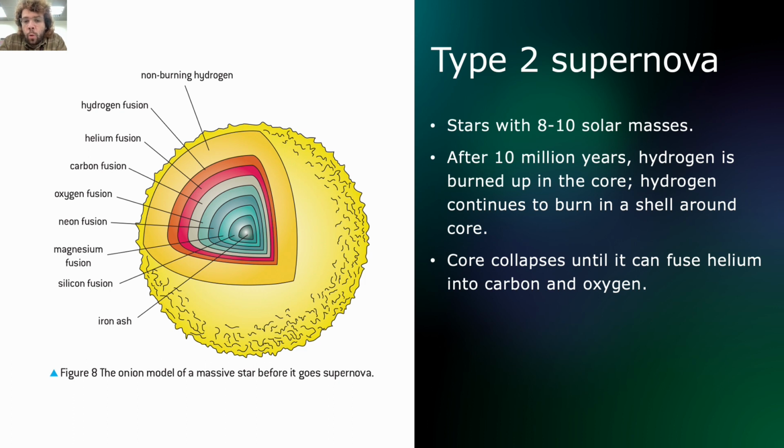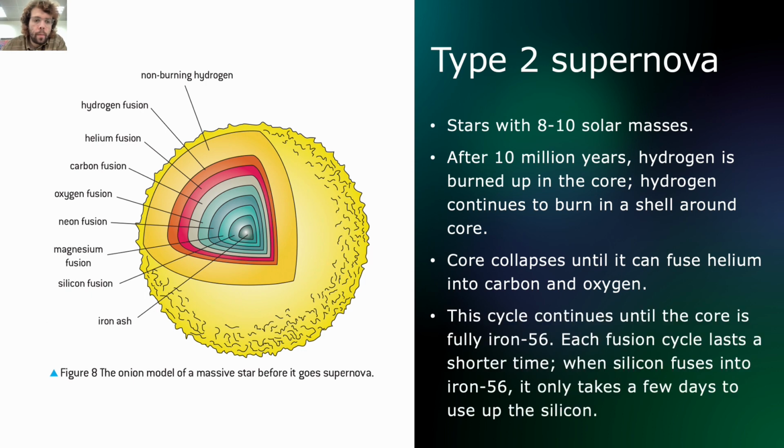And when that happens, when the core collapses far enough, then it can start to fuse helium into carbon and oxygen. And then this cycle keeps going until we finally get to a core of iron 56. So carbon and oxygen fuel into heavier elements. Those elements fuse into heavier elements. And finally, we get silicon fusing into iron 56. You can see there's an iron ash core in the middle.